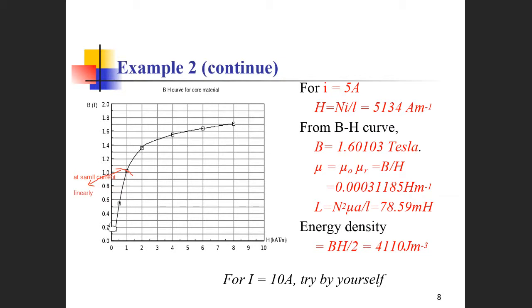Look at here. From this curve, when the current is small, the BH curve is a linear one. But with larger current, the BH curve is nonlinear. Therefore, for small current, you can consider a constant permeability mu. For large current, be careful that mu changes significantly with the current.